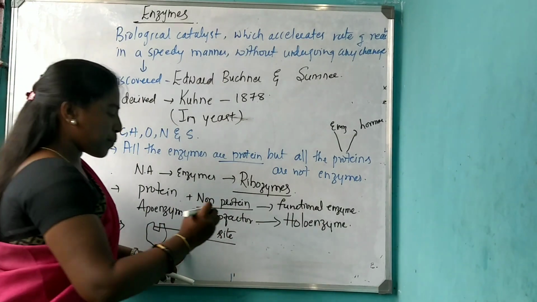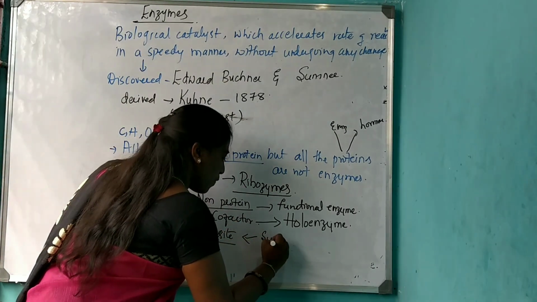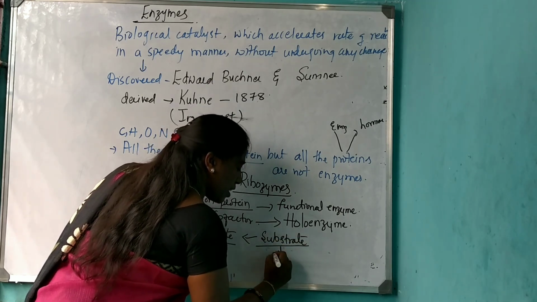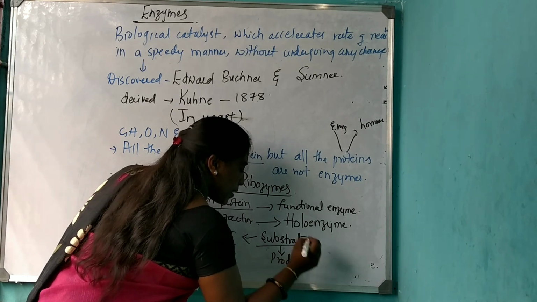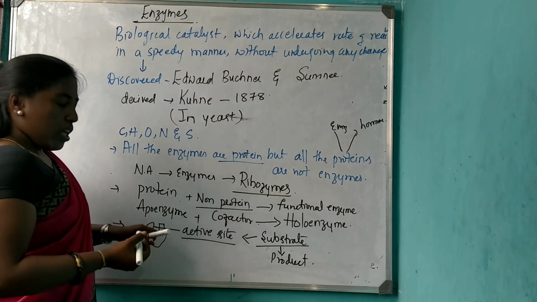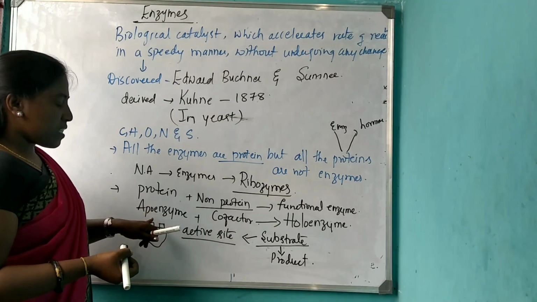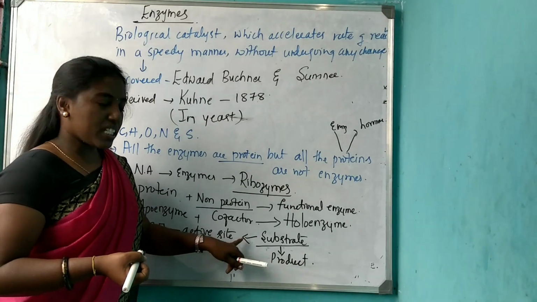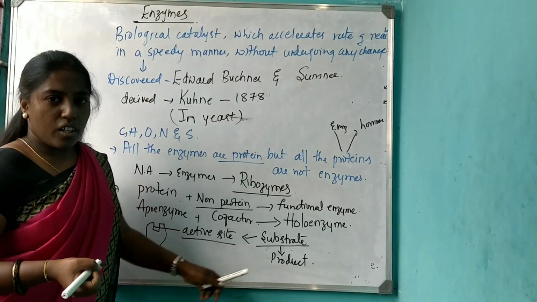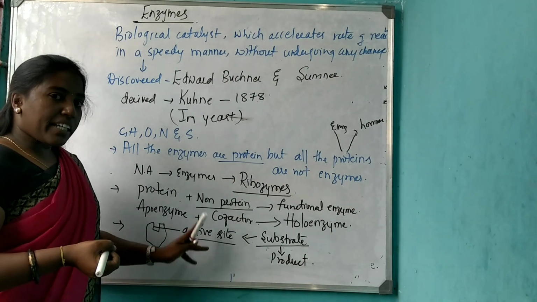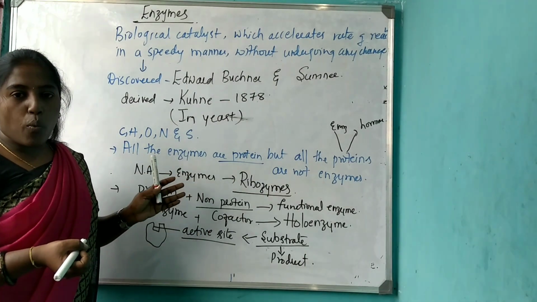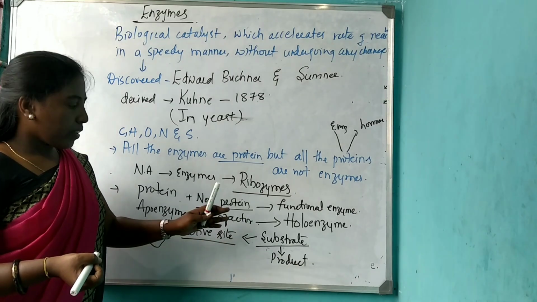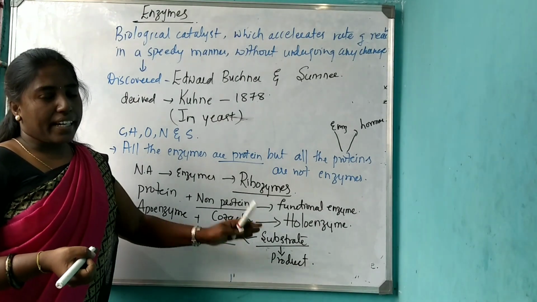To the active site, a substrate binds. Later, the substrate will be converted into product. So the active site is nothing but what? The pocket on the surface of the enzyme is called the active site, to which the substrate binds and which will get converted into product. So the catalytic activity of the enzyme is controlled by what? The active sites. Is it clear? So, this is regarding the active site.